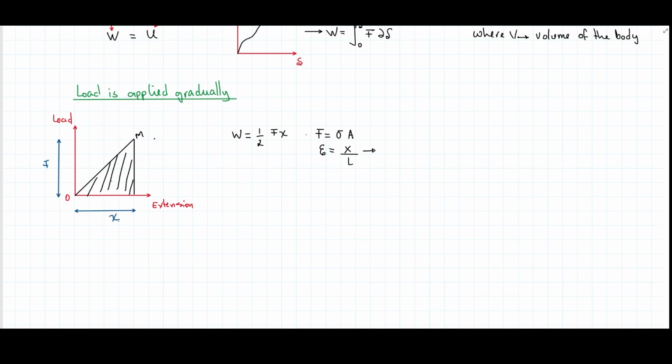Now, from here, I can say that x equals what? The strain times the length of the body. Perfect. Now, if I factor these two findings, F and X, back into the equation of work, I'm going to have the work equals 1/2 of the force, which is stress times the area. Then times what? Well, times strain times L.